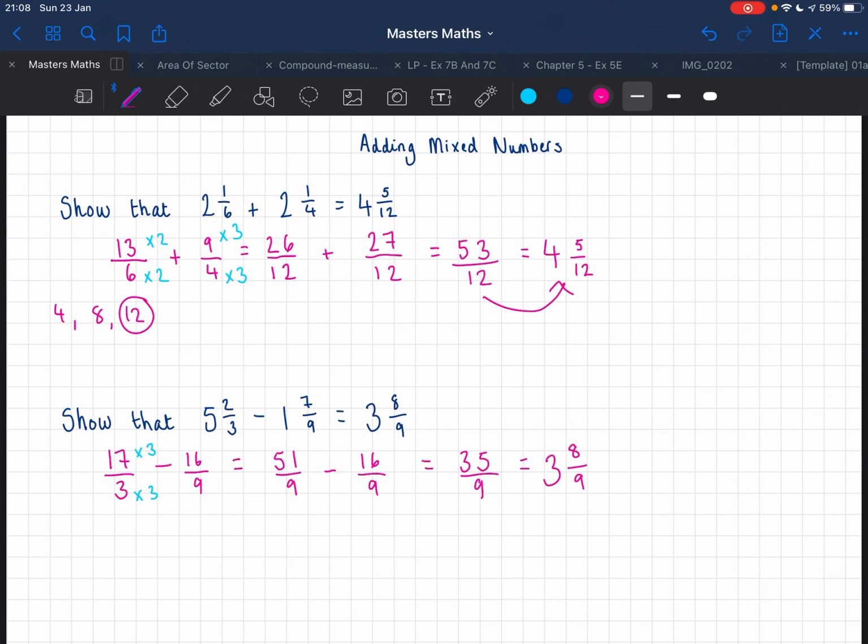If your answer wasn't 3 and 8 over 9, then you've obviously made a mistake, because they've told you what the answer is. So these are a really good way of picking up usually 3 marks in an iGCSE question. And you can't really go wrong. You know what the answer has to be. You just need to show the steps to get there.